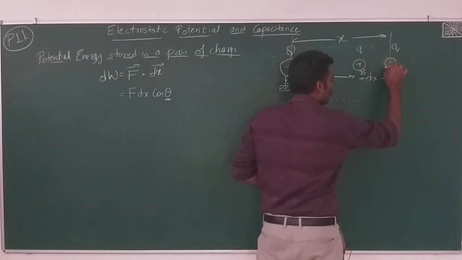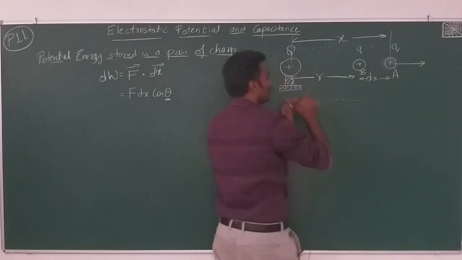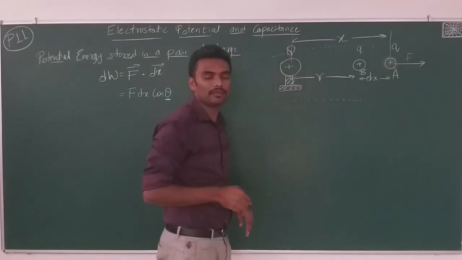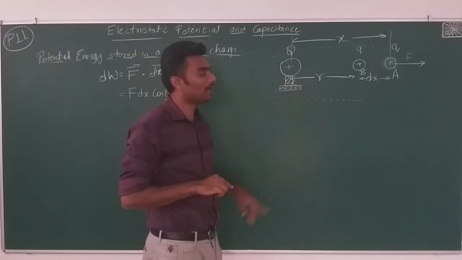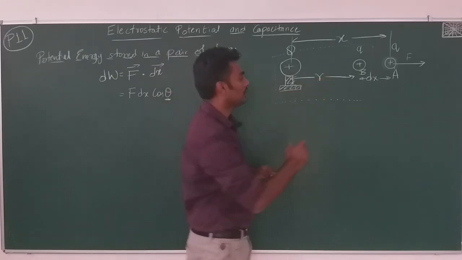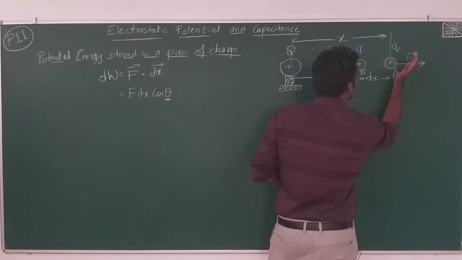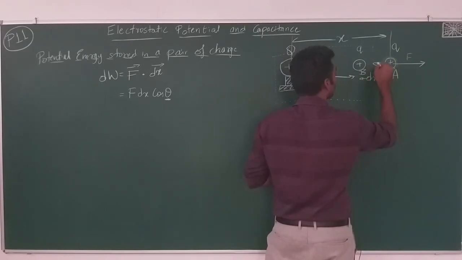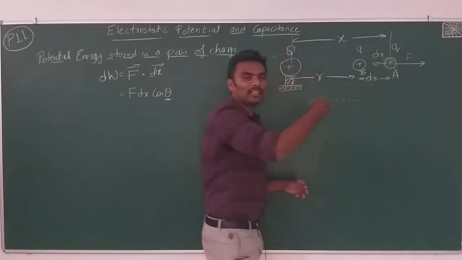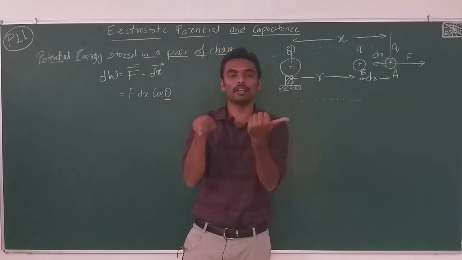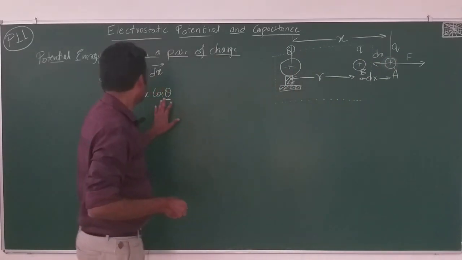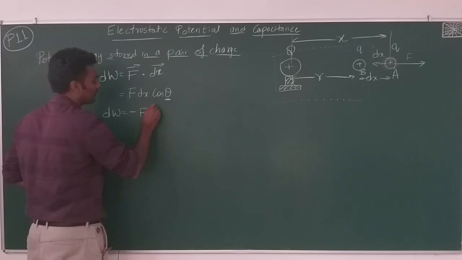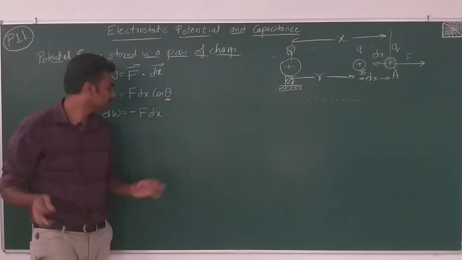What is the direction of electrostatic force on charge A? It is like this, right? Both are positive, so it's repelling. This is the direction of force on charge A. And what is the direction of displacement happening with that charge? The displacement is in this direction, so this is the direction of dx. Look at them, they are exactly opposite to each other. So theta is 180 degrees. When theta becomes 180, dW becomes minus f dx, because cos 180 is minus 1, right?